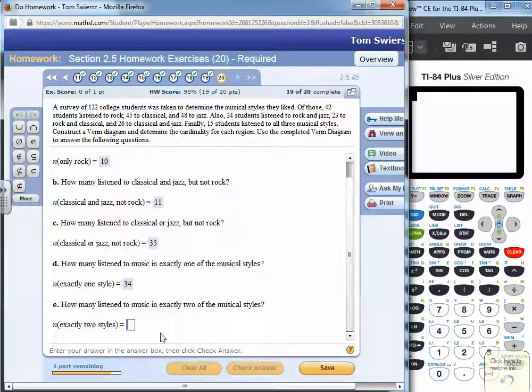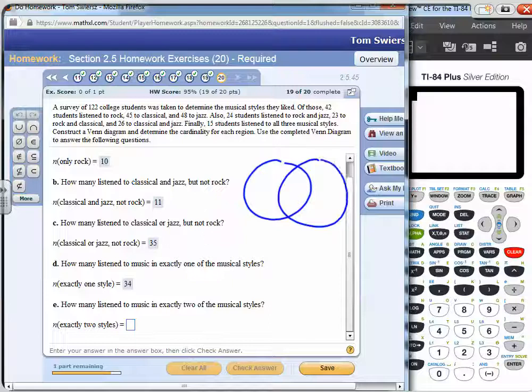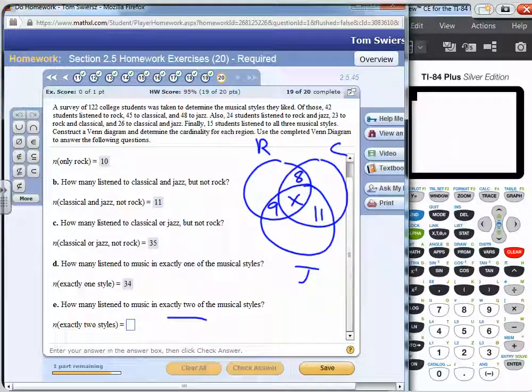And how many listen to exactly 2 of the musical styles? Again, exactly 2 would be where they overlap, right? But not all 3. So rock, classical, and jazz. We had 8 listen to rock and classical, and then we had a 9 listen to rock and jazz, and 11 here. But we're not going to count the center because it's exactly 2. Those are all 3, right? So not that one. These are rock and classical, rock and jazz, classical and jazz. So 9 and 11 is 20 plus 8 is a total of 28. So those regions right there will give us exactly 2.